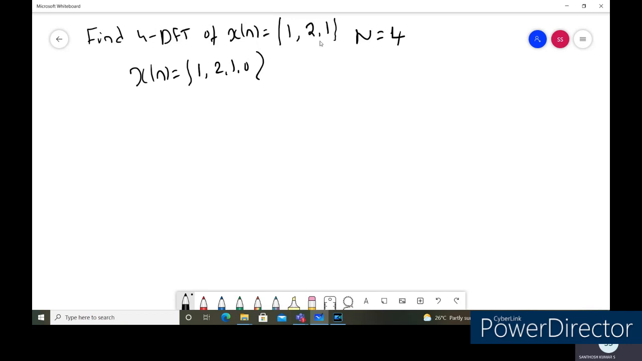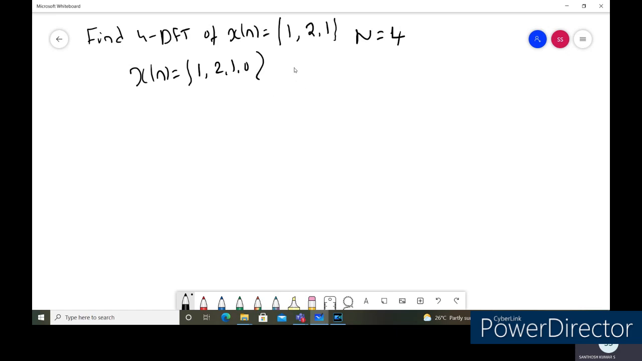But if you look into the sequence, 4-point DFT means the value of N will be equal to 4. But the length of the sequence is 3, and we need to find the 4-point DFT. At that time, what we can do is pad a 0 at the end of the sequence and make the length of the sequence equal to 4.